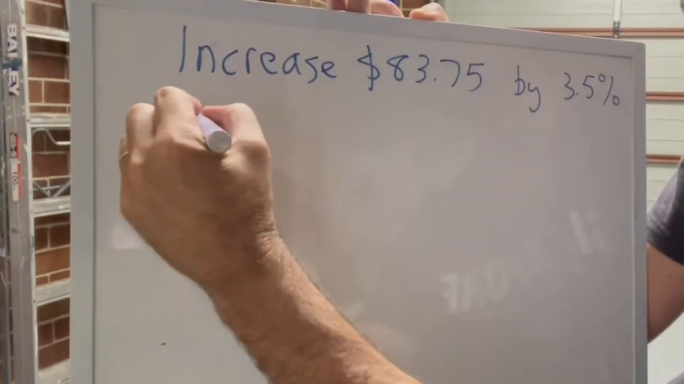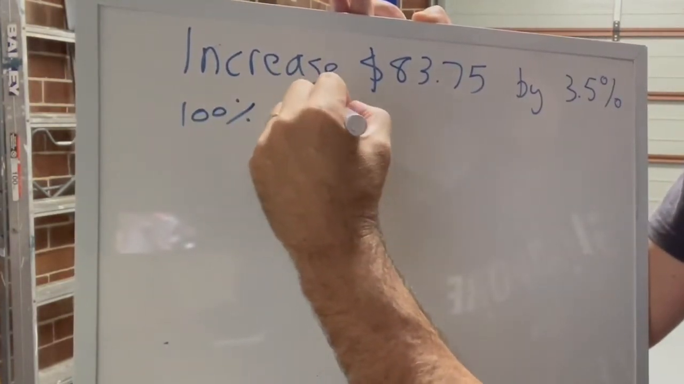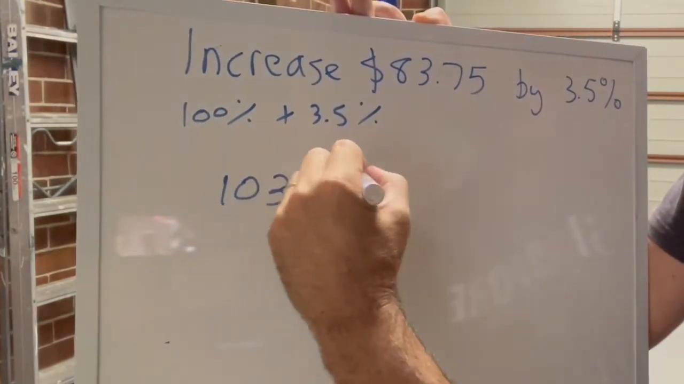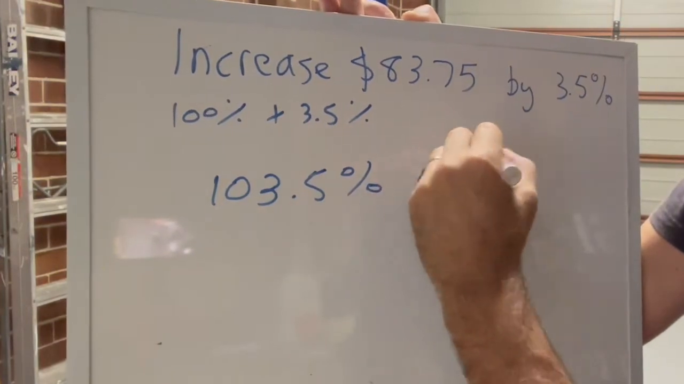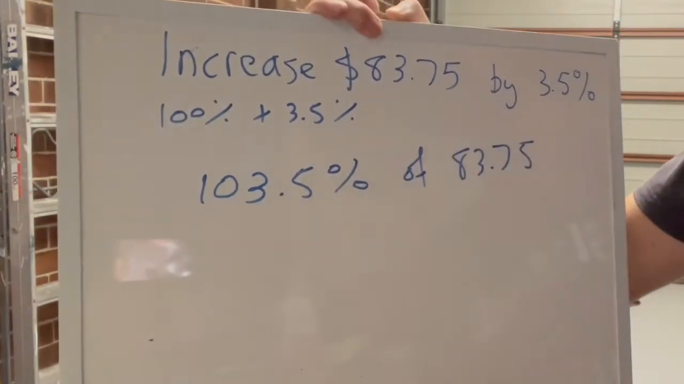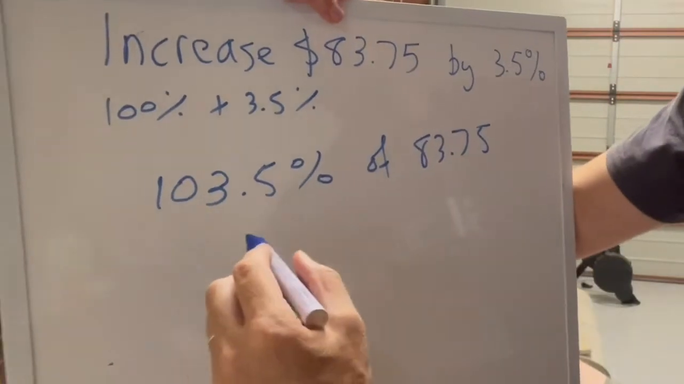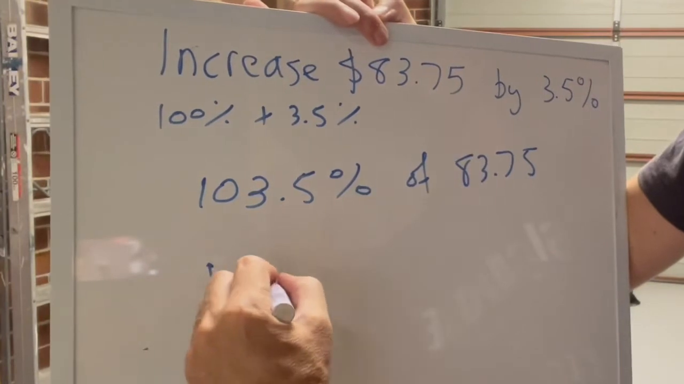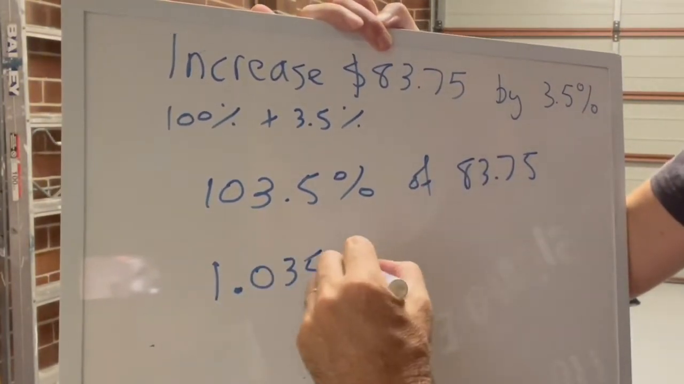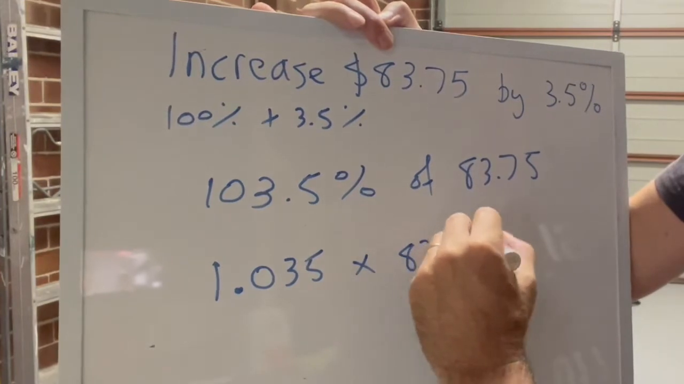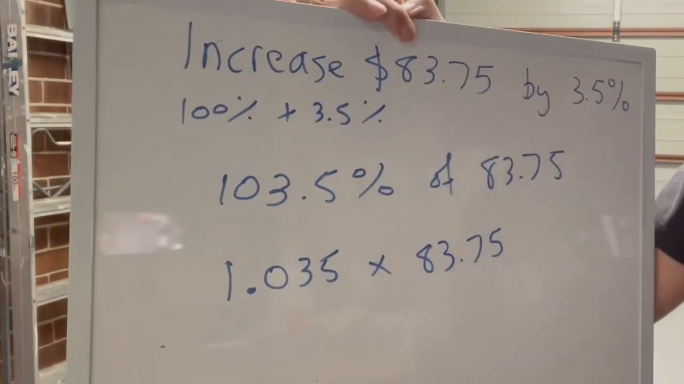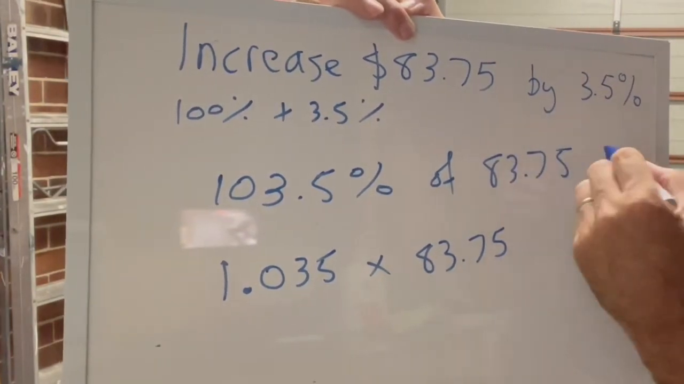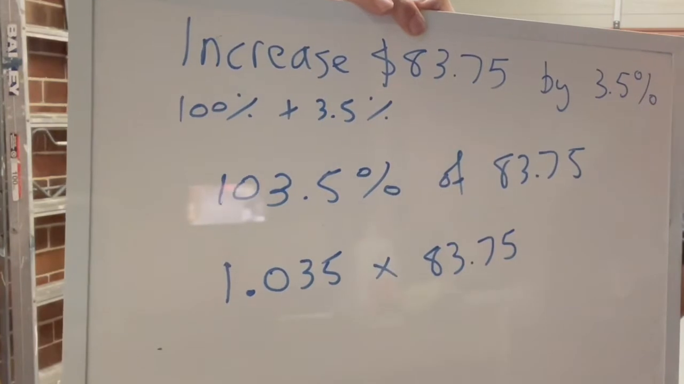So we want to do our 100% plus the 3.5%, and that gives us 103.5% of $83.75, okay? And that will then give us, as a decimal, 1.035 times 83.75, okay? The other thing to note here is that the decimal that they've given you is 83.75, so you could also rewrite that as 83 3/4 if you needed to.